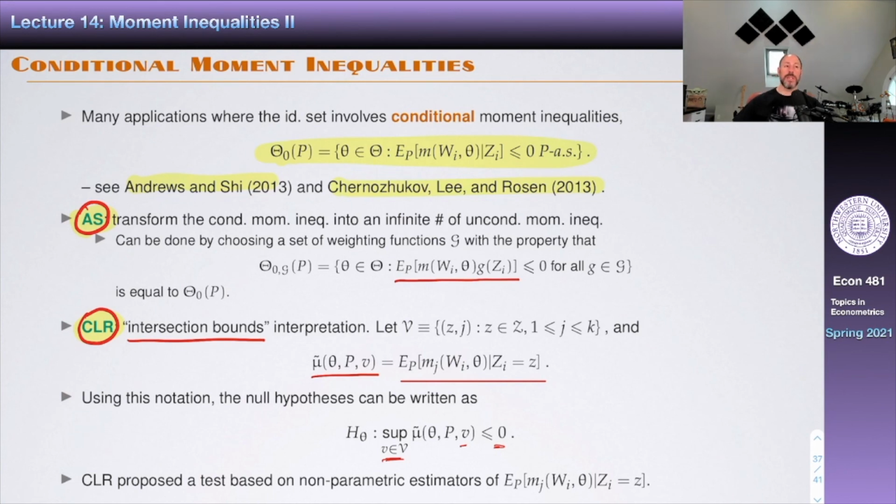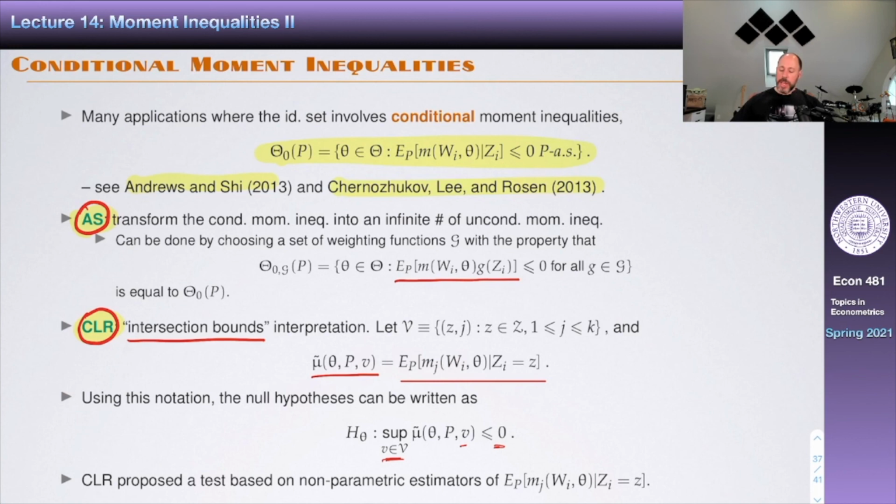And these are not the only two papers. There are some other papers out there, but these are the main two groups of papers. Okay. And they were essentially published at around the same time, I see, 2013. So these are the references you should be aware of.